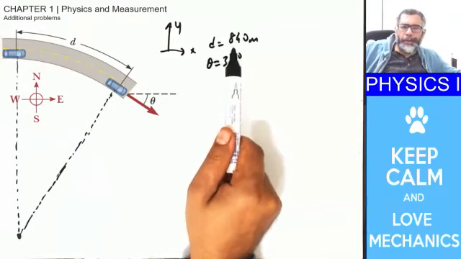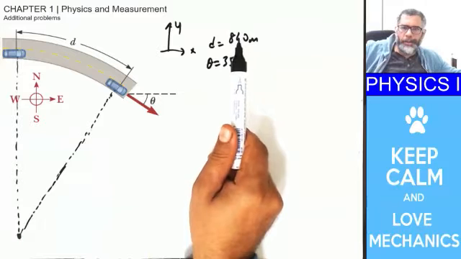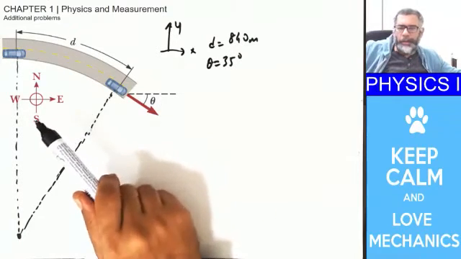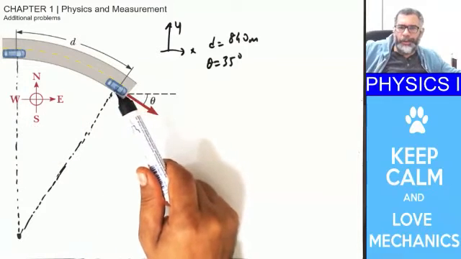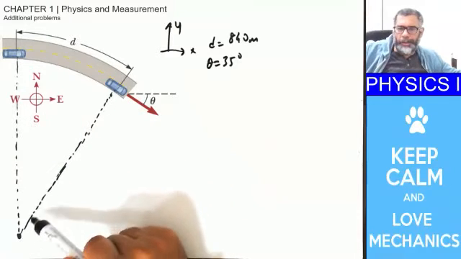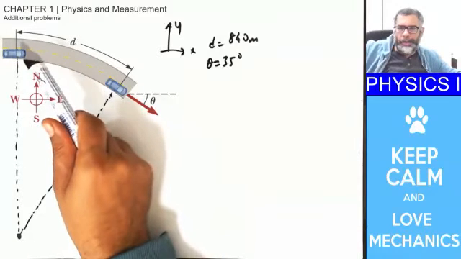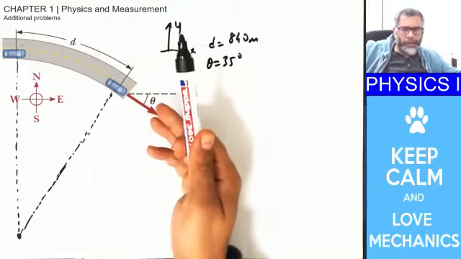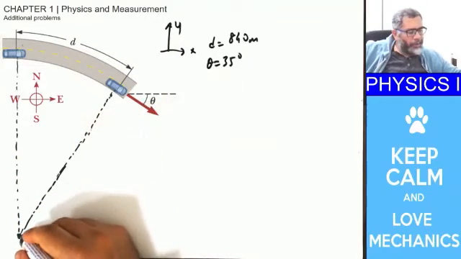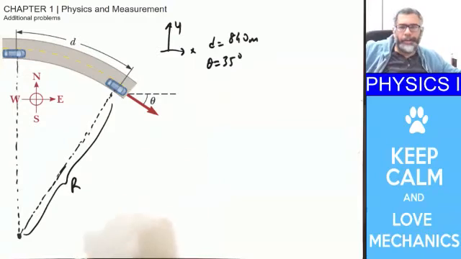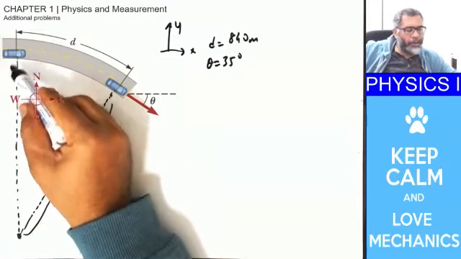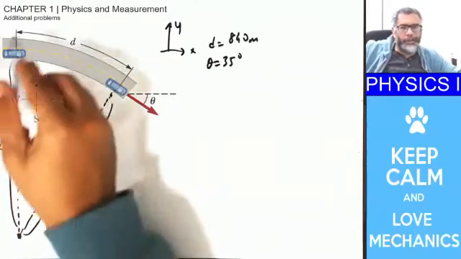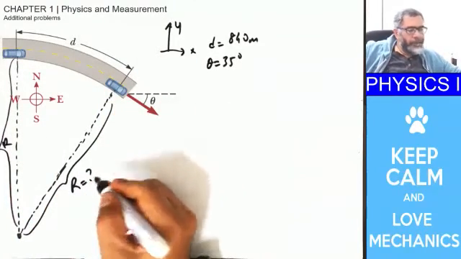So with this information given, the distance it travels and the angle of its direction of motion, the question is, what is the radius of this circular track? Since the car is traveling on a circle, this circle must have a radius, and the radius is this one. Similarly, the length of this line is again r, because it's a circle. So this is the question: what is r?